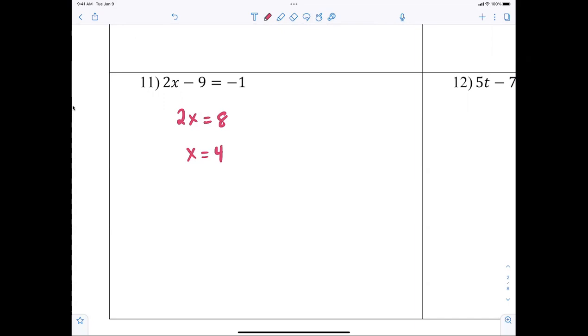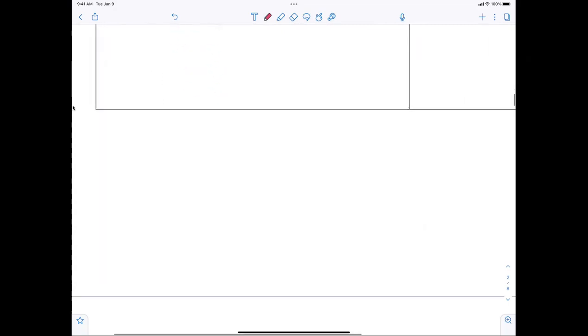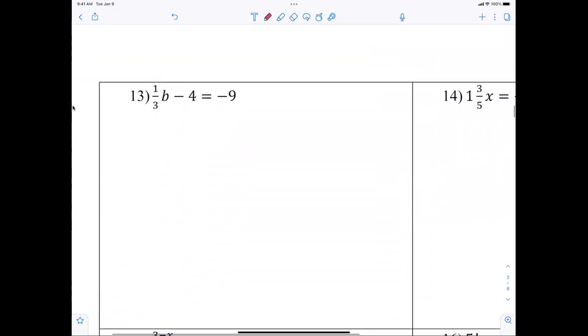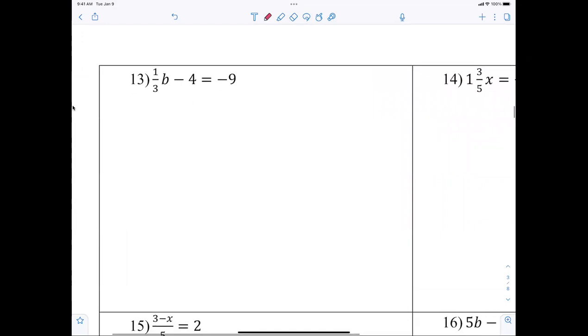Now, remember what I said. I'm trying to convince you: don't write down what I write down. Write your work first and check it with ours. So now I'm on 13. Oliver, you're up. What am I doing?